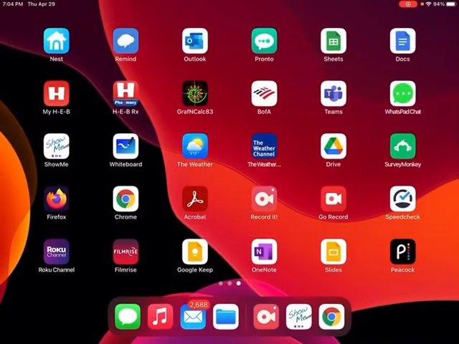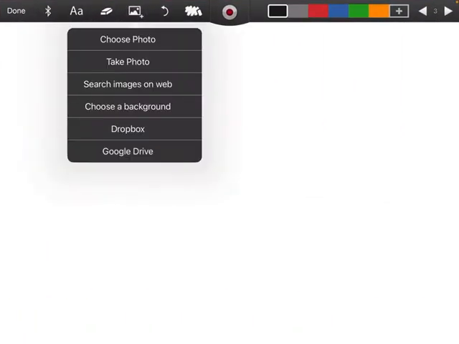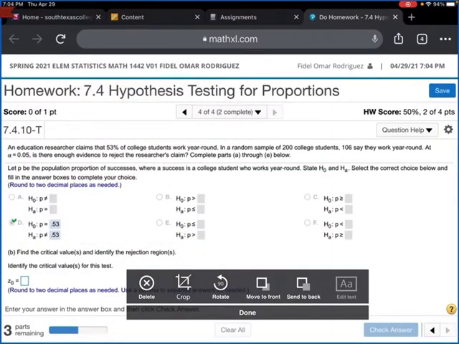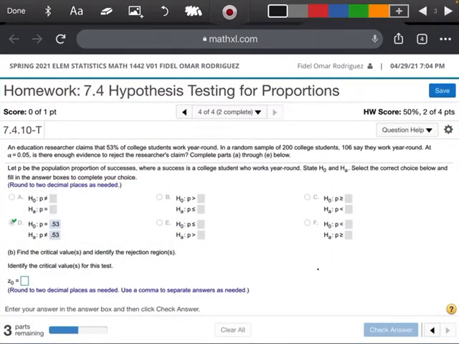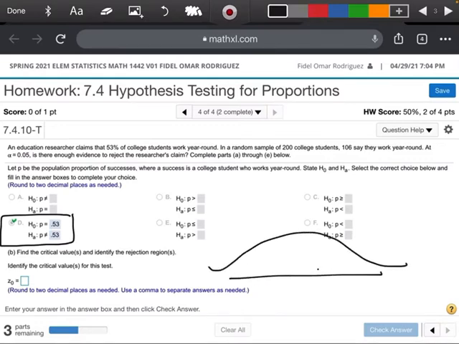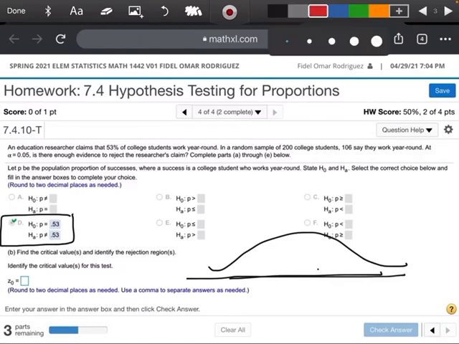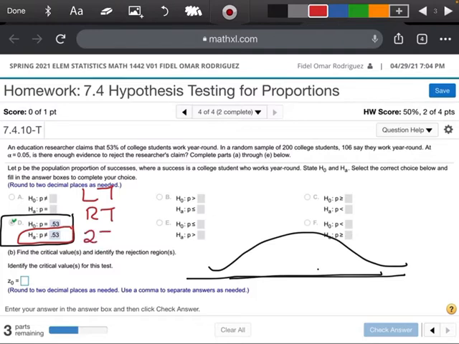Okay, now part B says we're going to identify the rejection regions. Okay, so let's do that. We want to find our critical values, and we're going to identify the rejection region. So the first thing is I'm going to draw a picture, y'all. And because this has my HA where it's not equal to, the first thing I need to figure out is, is this a left tail, a right tail, or a two-tail test? In this case, because it says it's not equal to, this is going to be a two-tail test, okay?